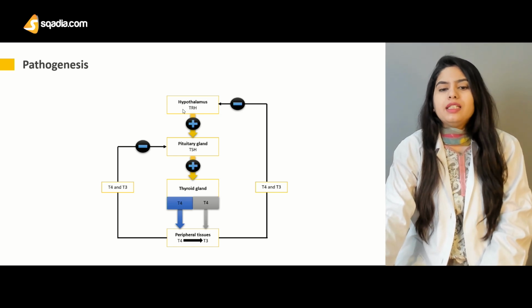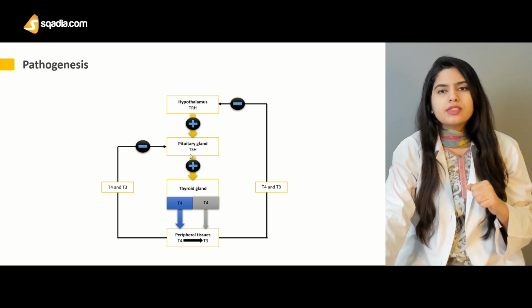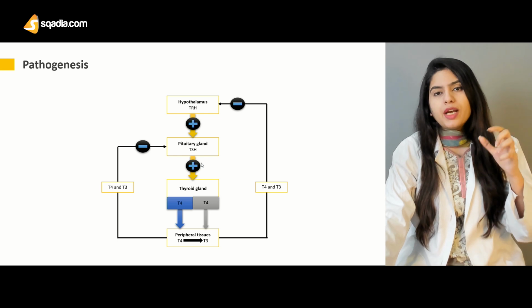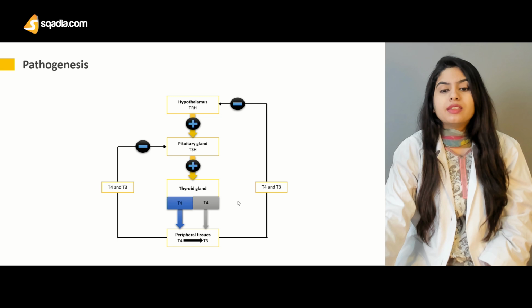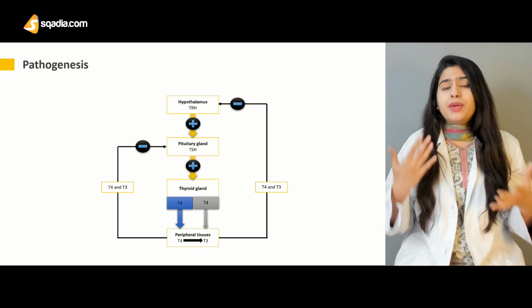Next, the thyrotropin releasing hormone is normal. The level of the thyroid stimulating hormone is also normal, and thyroid stimulating hormone is binding to the receptors on the thyroid gland. But there is some defect in the thyroid gland. There is some genetic defect. There is some defect in the receptors. There is a defect in the parenchyma cells.